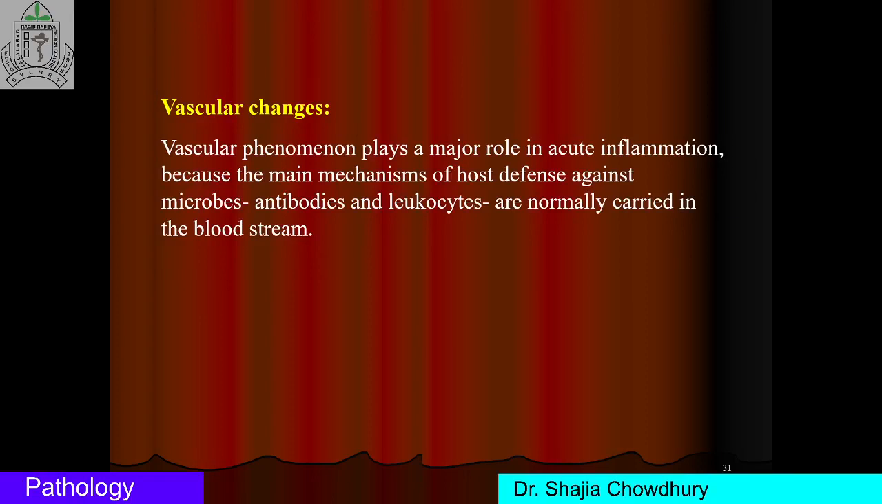Vascular change. Vascular phenomena play a major role in acute inflammation because the main mechanism of host defense against microbes is that antibodies and leukocytes are normally carried in the bloodstream, or they reside in the blood vessels.